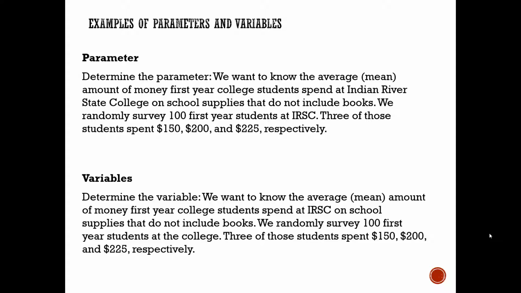Next, we look at the variable. We want to know the average amount of money spent by students at IRSC that don't include books, and here's our same information. We randomly survey 100 first-year students, and 3 of them spend the same amount. It's basically the same scenario. What's the variable? Well, that can be the amount of money spent, excluding books, by one first-year student. So we could say X is equal to the amount of money spent by one first-year student attending IRSC. Do you understand the difference? The parameter is the basic category that we put it into, and the variable is the actual money or the data.